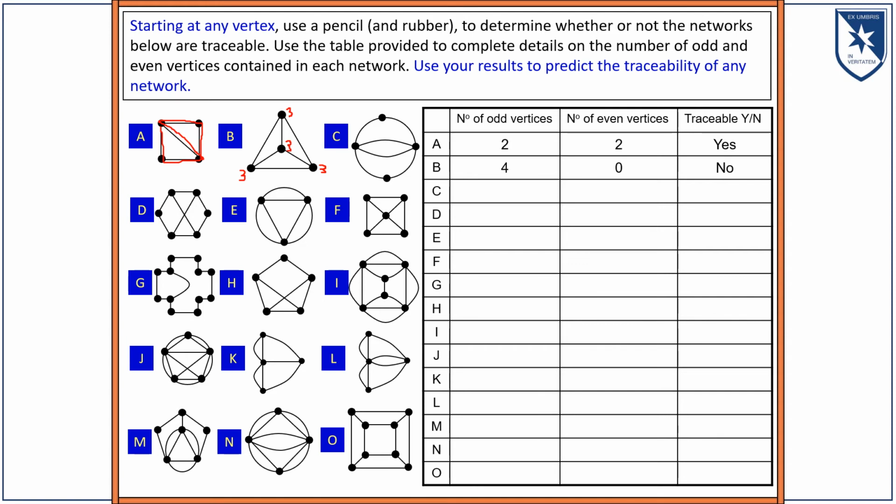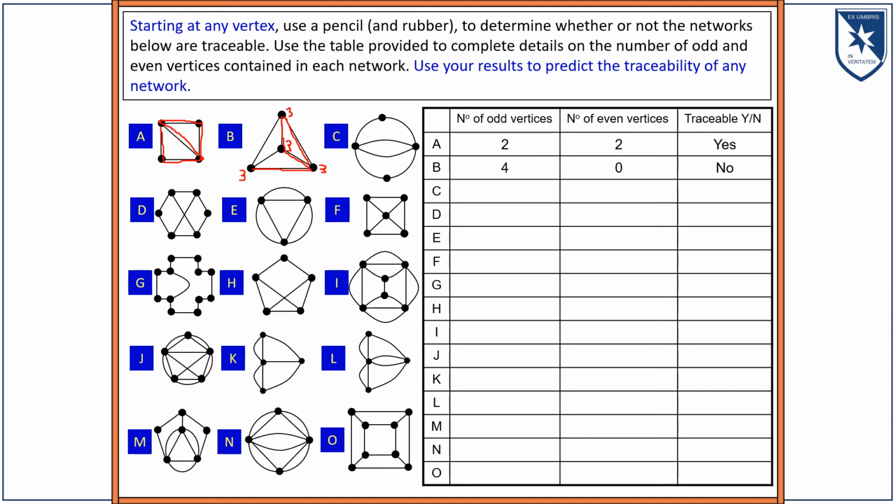In fact, there are 4 odd vertices for that diagram. There are no even vertices, no vertices of even degree. And if you try and trace that, it doesn't matter where you start. I'll just show you a quick example. I've started here, and I'm going to end up there, and I would have to lift my pen off the paper. That will happen wherever you start.